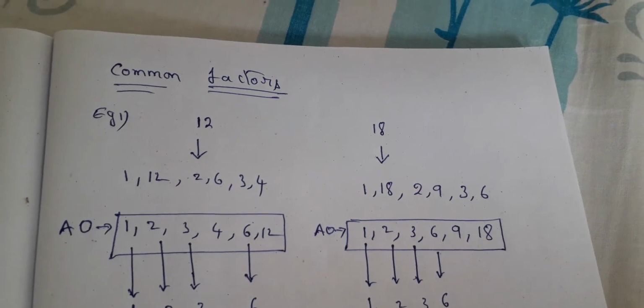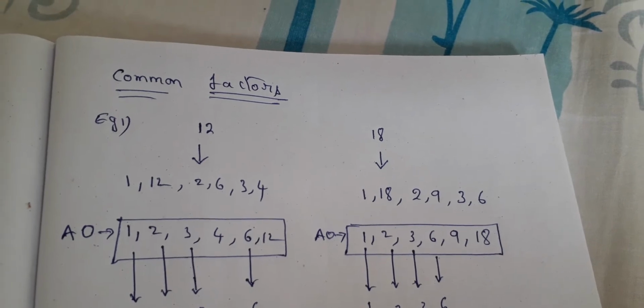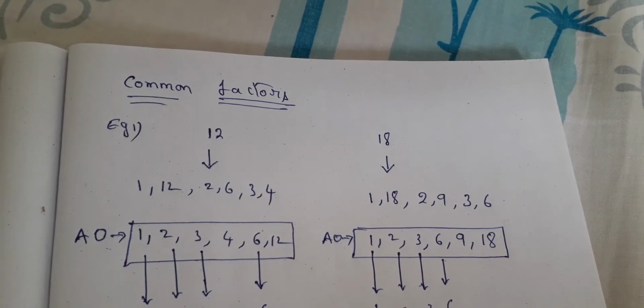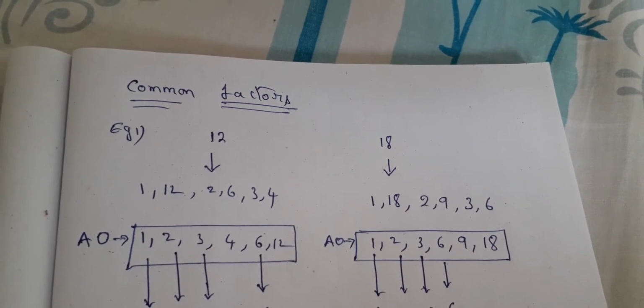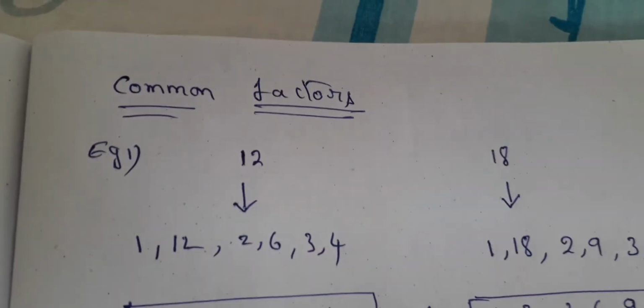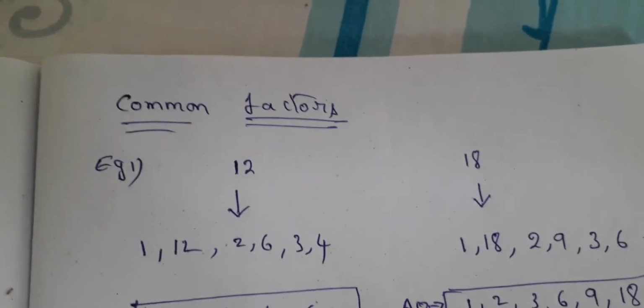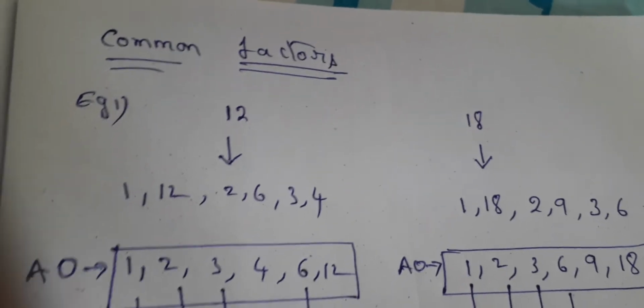Now the next topic is common factors. First we are going to take any two numbers and write the factors for them. What example have we taken here? 12 and 18. Now what are the factors of 12?